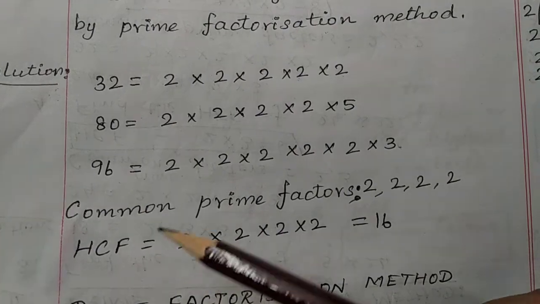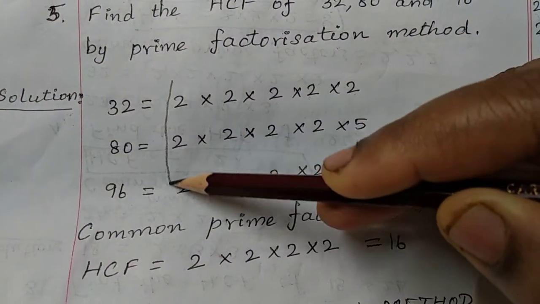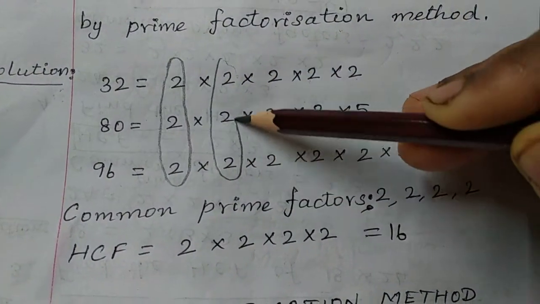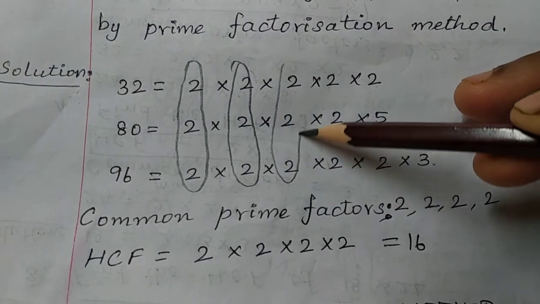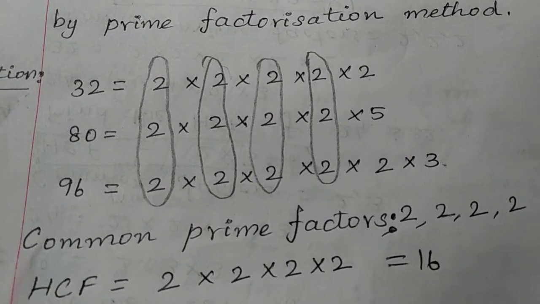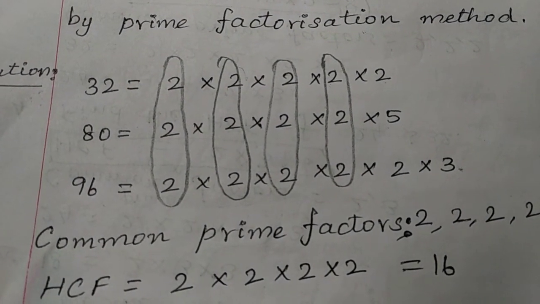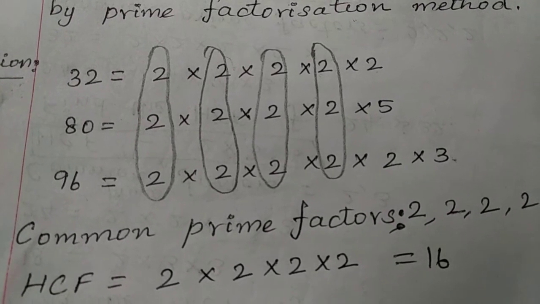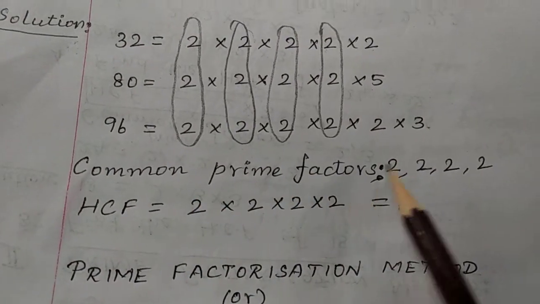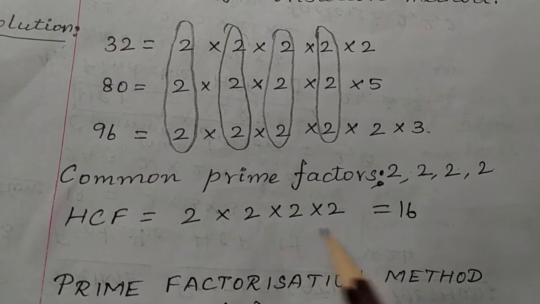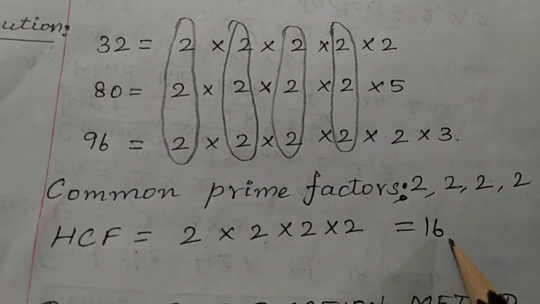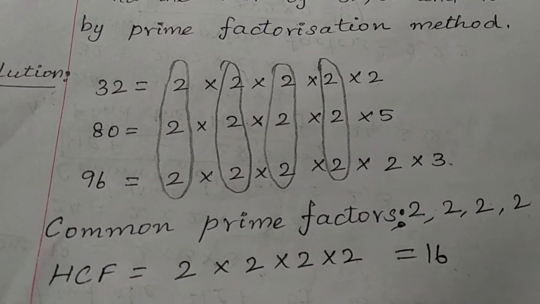So what are the common prime factors? 2 is common factor of 32, 80 and 96. How many times? 2 times, 3 times, 4 times. If you write the numbers and operators with a reasonable space, it will make your work easier. So common prime factors are 2, 2, 2, 2. 4 times 2. So HCF is equal to product of all these 2. 2 into 2 into 2 into 2 equal to 16. So prime factorization method is over.